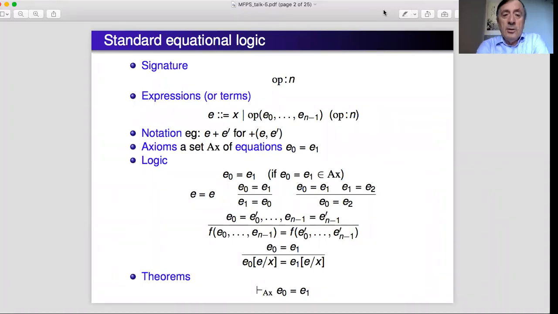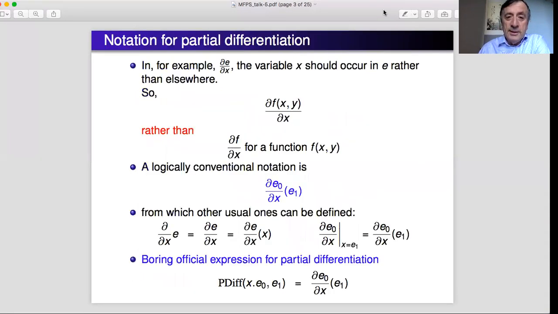Here we are. So we have operation symbols of arity n. We build up our terms or expressions the usual way. If we don't like prefix notation, we might use infix notation. A bunch of axioms, and then we have a logical system. We can assert any axiom. We have the usual rules for equality, reflexivity, symmetry, and transitivity. We have the congruence rule, and since the assertions are universally quantified implicitly, we can do substitutions, and that gives us theorems indicated by the usual theorem sign.